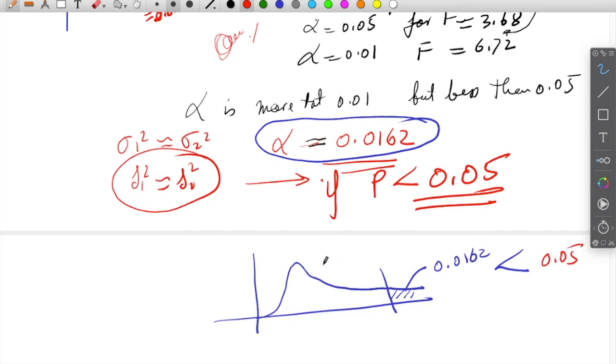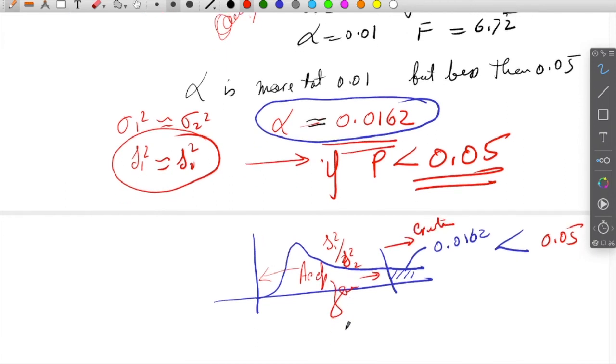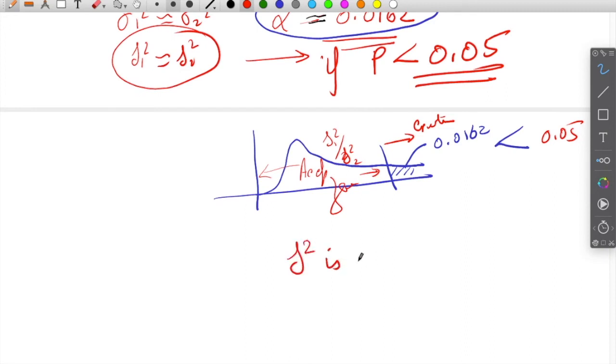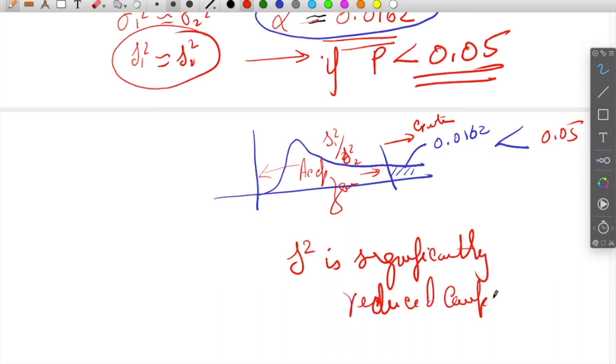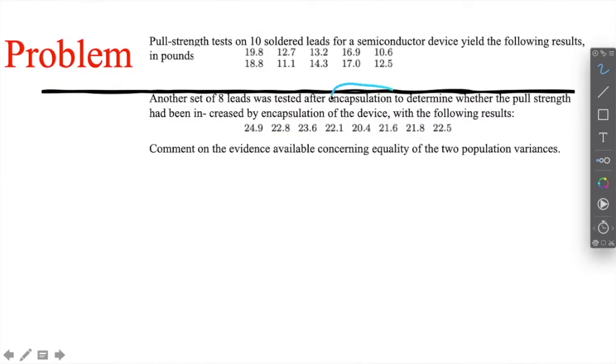So it means the ratio S1 square upon S2 square is going beyond the acceptable region. This is the acceptance zone, so it is going beyond the acceptable region, into the critical region. It means that S2 square is significantly reduced compared to S1 square. It means the variance of sample 2 is reduced compared to the variance of sample 1. So this encapsulation technique reduces the variability as well as increases the mean strength. That is what we can conclude from using the F distribution.